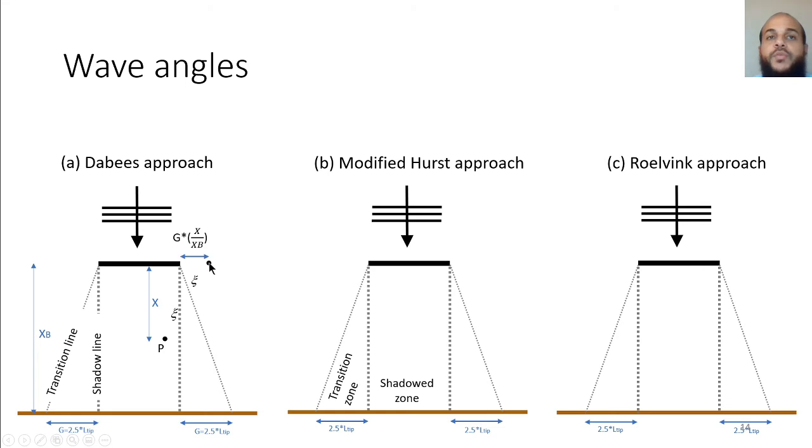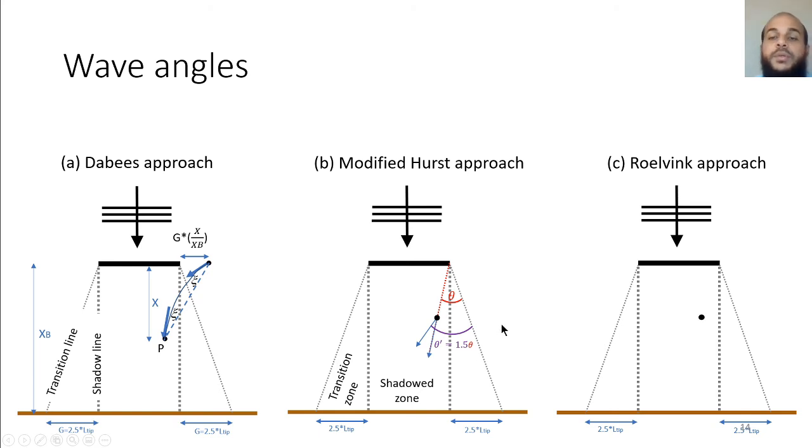So he assumed one point that refracts the wave, and then he provided the equation to calculate the wave direction behind. The second one, we added a little modification to the Hurst approach, so we calculate the delta from the transition line instead of the shadowed zone, then we multiply by 1.5 theta.